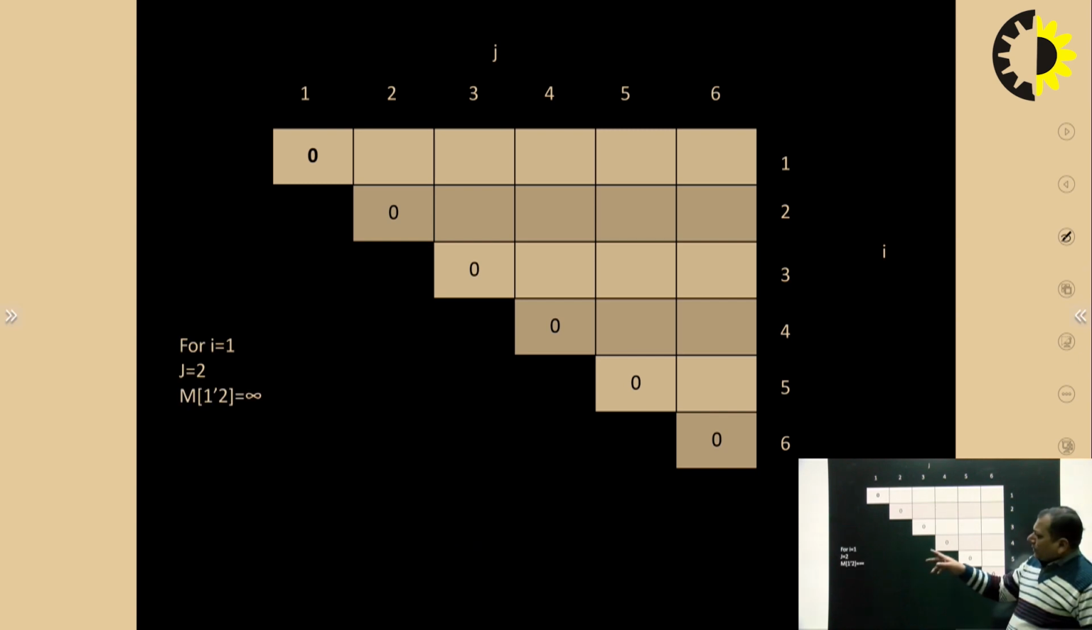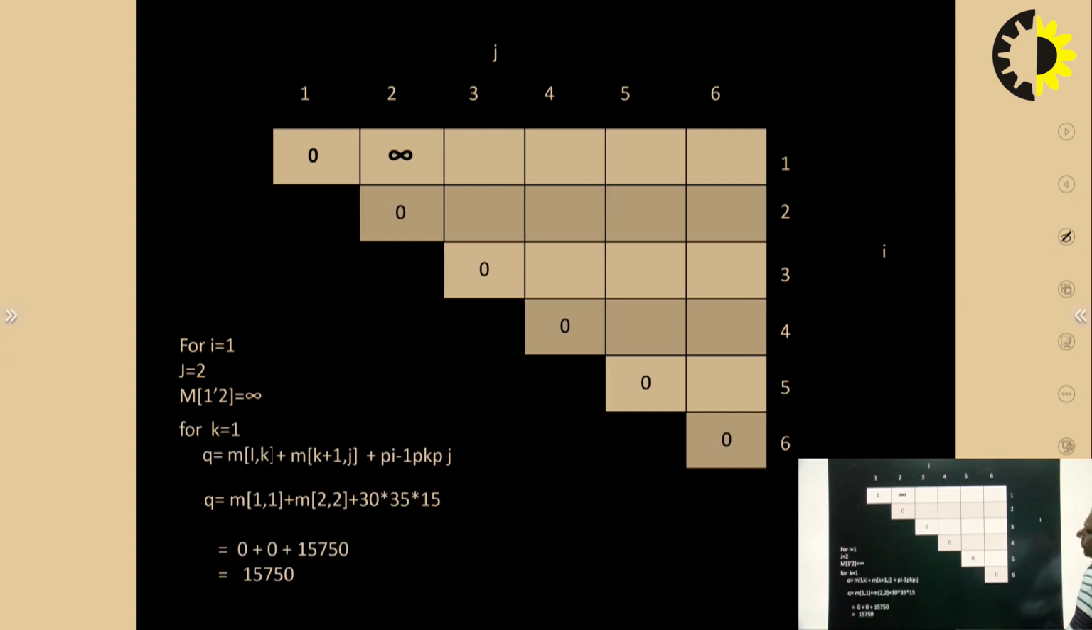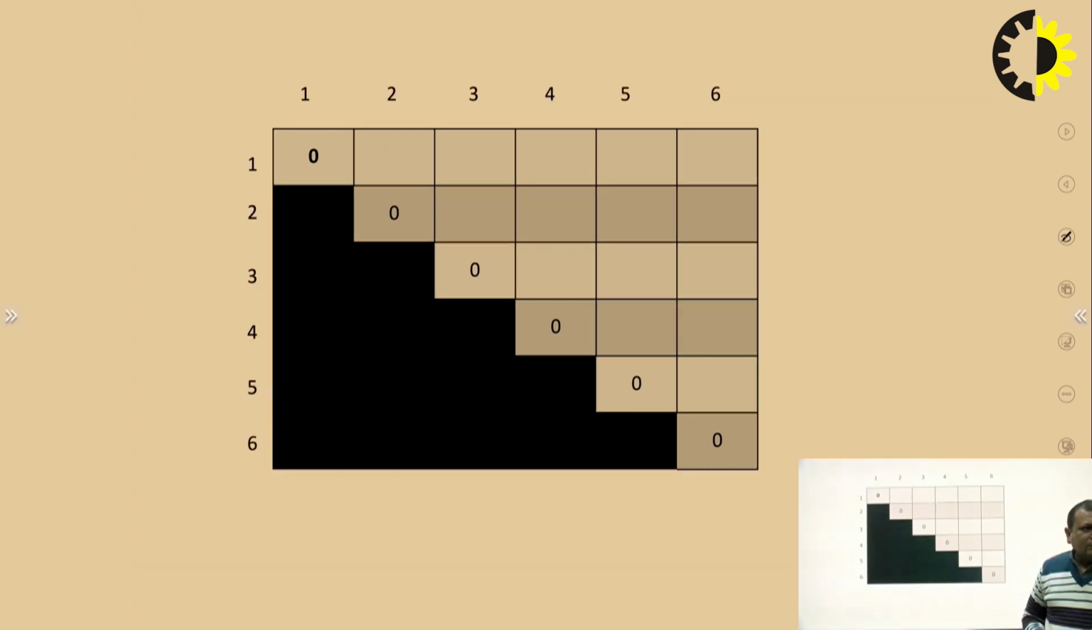Now for i equals 1 and j equals 2, so that is 1 comma 2, we are going to calculate the value of m 1 comma 2. So the initial value of m 1 comma 2 is infinity. Okay. Now we will calculate the value with the formula for k equals 1, q equals Mik plus Mk plus 1j plus Pi minus 1 Pk Pj. Now how we will calculate the values of P0, P1, Pk, Pj, that we have to find out.